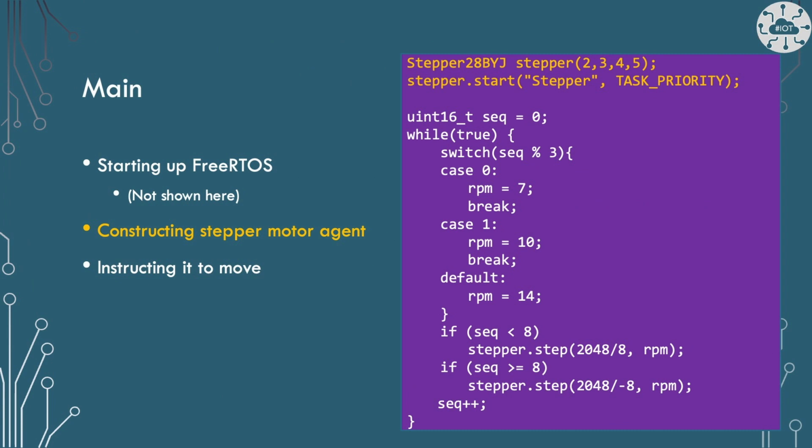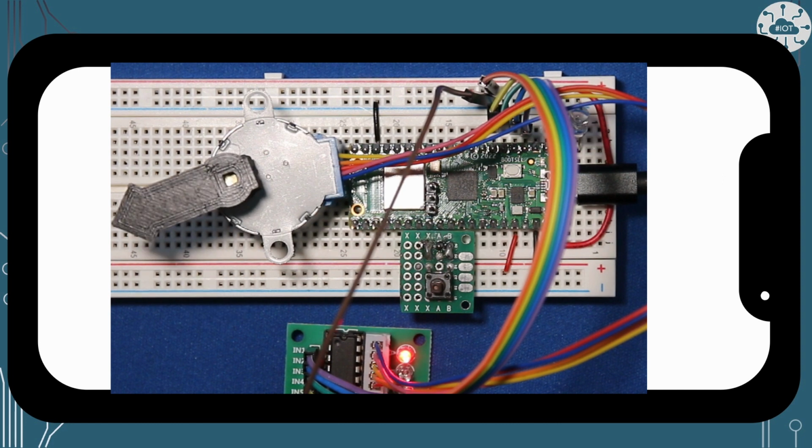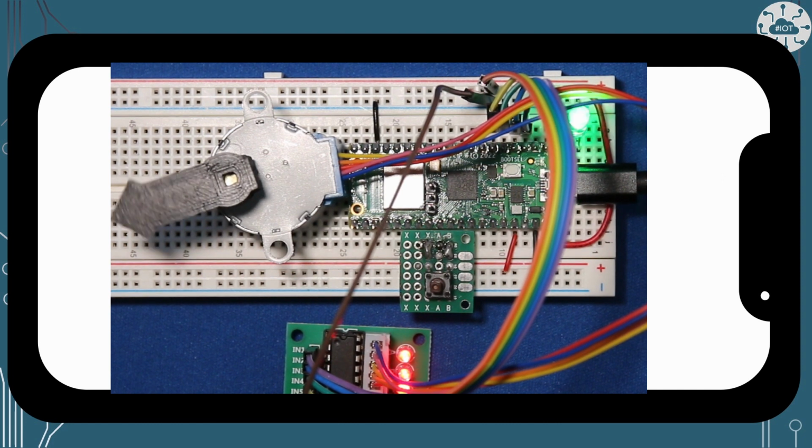Our main program is doing the work of starting FreeRTOS, which I'm not showing here, constructing the step motor object and starting this as an agent, then instructing it to move at different speeds and different directions, each time moving an eighth of the rotation. So here we can see the motor turning an eighth at a time. This does open a bunch of questions for me though.